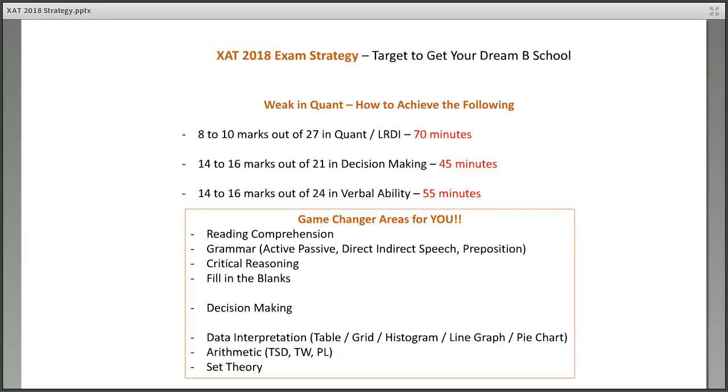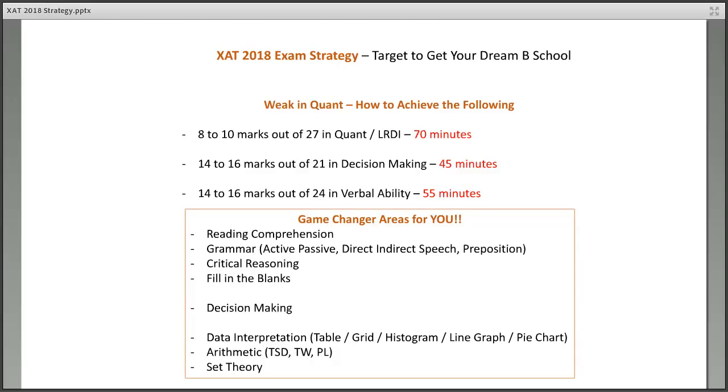As far as verbal ability goes, you should be focusing on topics like reading comprehension, grammar, critical reasoning, fill in the blanks. When I say grammar, I mean active passive voice, prepositions, direct, indirect. These are some of the topics which XAT loves to give you. And remember one more thing. In XAT, reading comprehension may comprise of a passage or a poem.